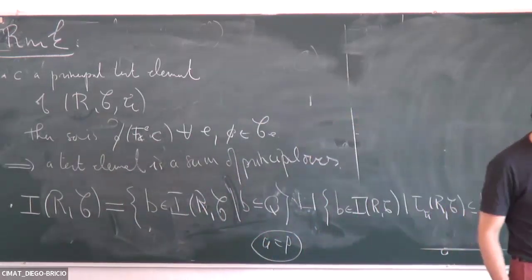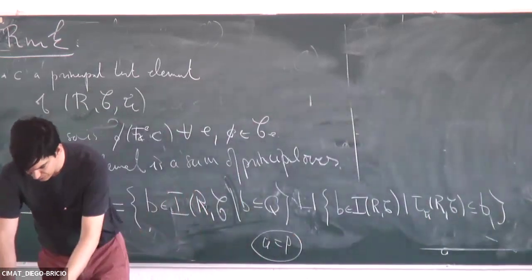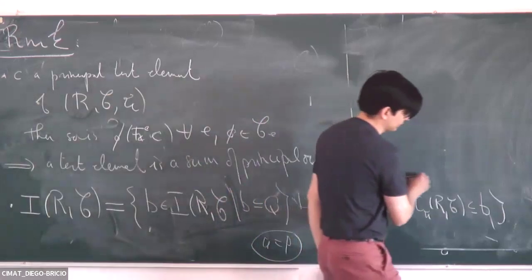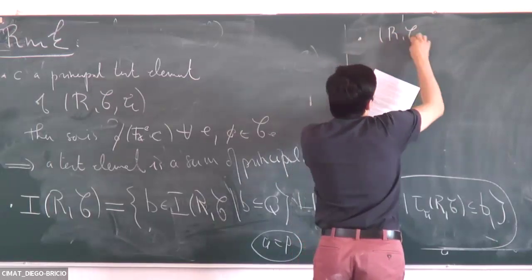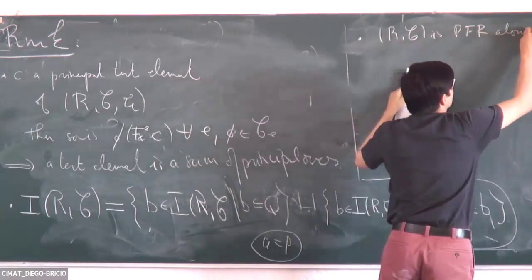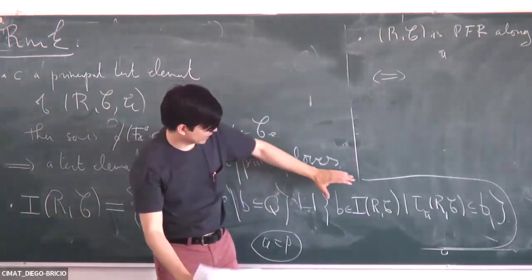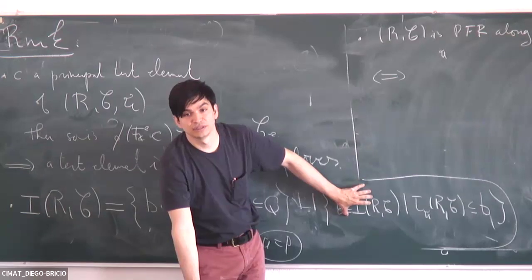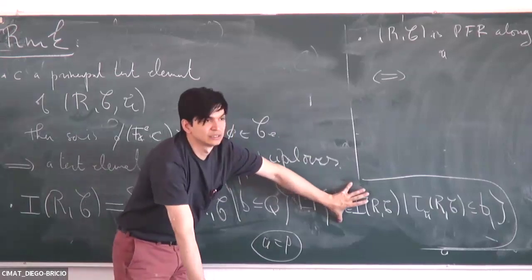What are my notes? And so what are the conclusions out of this? So what is the automatic conclusion? The first conclusion is that (R, C) is purely F-regular along A if and only if what happens to this set is empty, right? Pure regularity literally means by definition that this is empty.